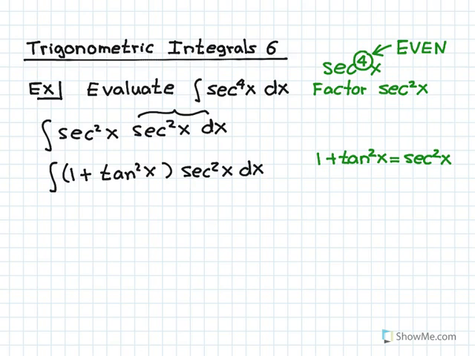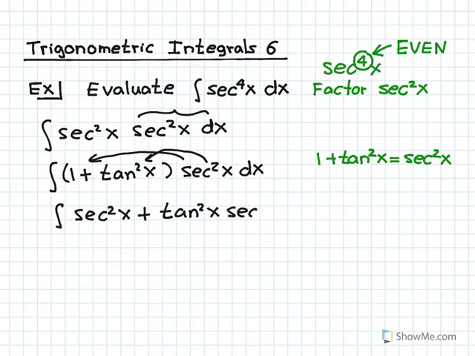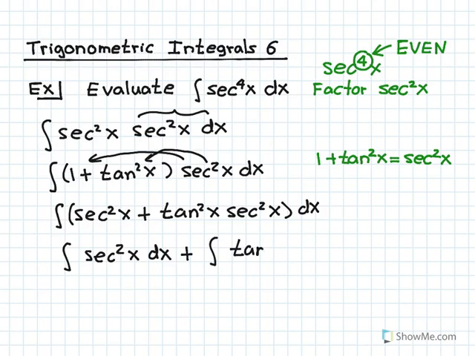Now we're going to multiply secant squared x through and simplify this integrand. So we get the integral of secant squared x plus tan squared x times secant squared x, all integrated with respect to x. Now let's split up the integrals. We get the integral of secant squared x dx plus the integral of tan squared x times secant squared x dx.